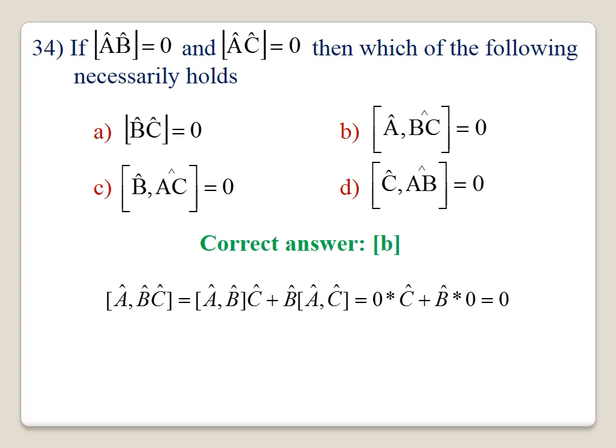34. If the commutator of A and B is equal to 0 and the commutator of A and C is equal to 0, which of the following necessarily holds good? Here option B is correct. The commutator of A with BC equals 0. You take the commutator of A, BC, which can be written as commutator of AB into C plus B into commutator of AC. The commutator of AB is 0 and the commutator of AC is 0. Therefore, 0 into C plus B into 0 will be equal to 0. The correct answer is B.